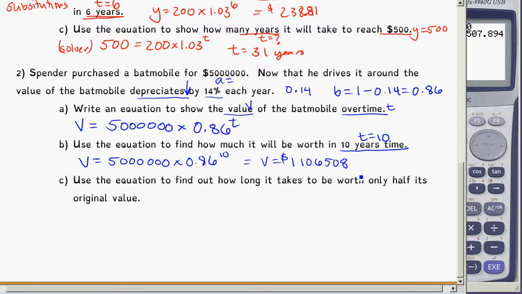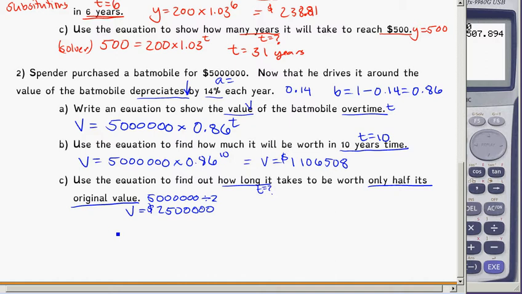Next question. Use the equation, so again they want us to show some substitution, to find out how long, so that's t equals question mark, it takes to be worth only half its original value. So there's no other number here, but they've given you some good information, half its original value. So what's that value? That would be 5 million divided by 2, half that value, 2,500,000, 2.5 million. So that is my v, my value number.